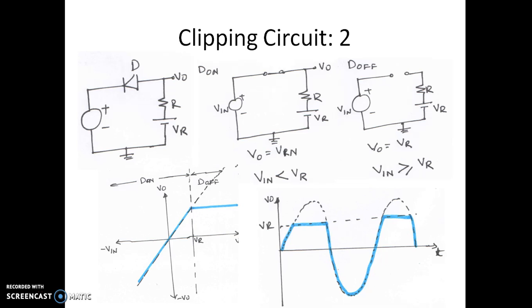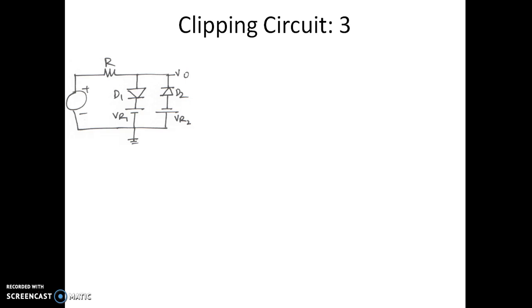So let us have a look at one more circuit. So we have two diodes now. Once we have two diodes, there are four possible conditions: both diodes on, only D1 on and D2 off, D2 on and D1 off, and both can be off. So these are the four possible combinations, like 0 0, 0 1, 1 0, 1 1.